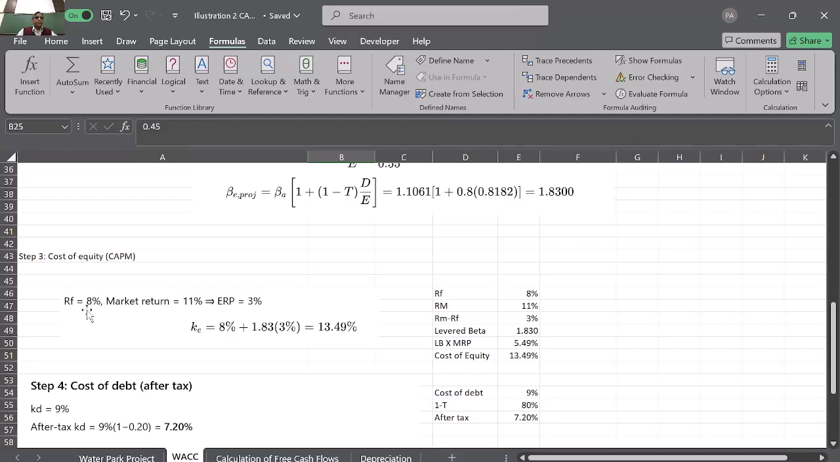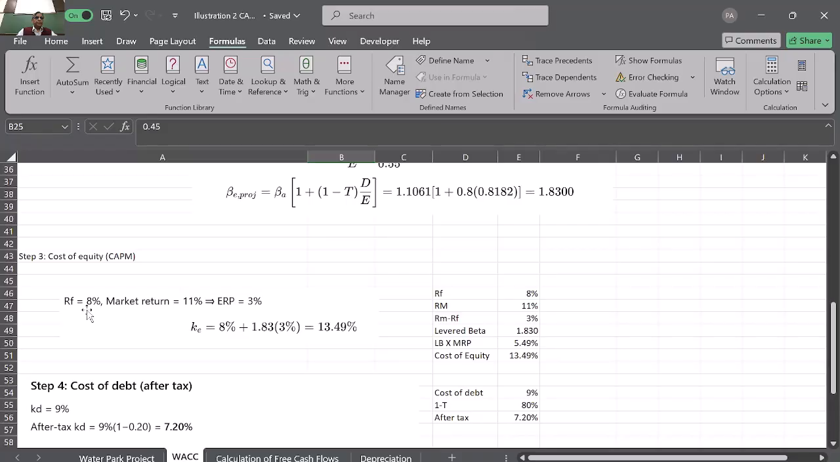So it's about 6.7%. But here the risk-free rate is 8%. So 8% plus 1.83, which is the beta, into RM minus RF, which is 3%. Now RM is 11%. That is the return of the market.